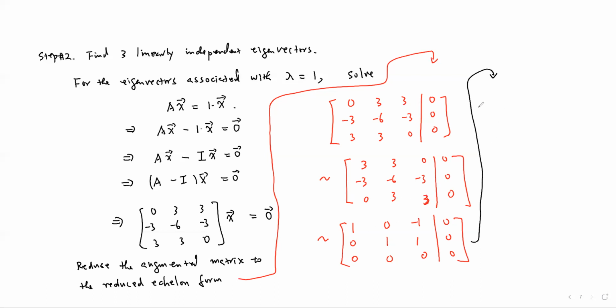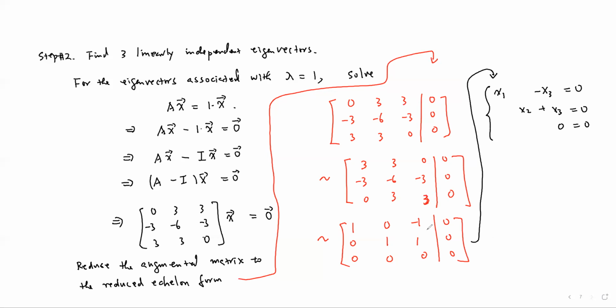Okay, in equations, the first row is x1, right? x1 plus 0 times x2 minus negative 1 times x3 is 0. First equation. The second equation is 0 times x1 plus 1 times x2 plus 1 times x3 is 0. The third equation is 0 is 0. This is the final matrix.